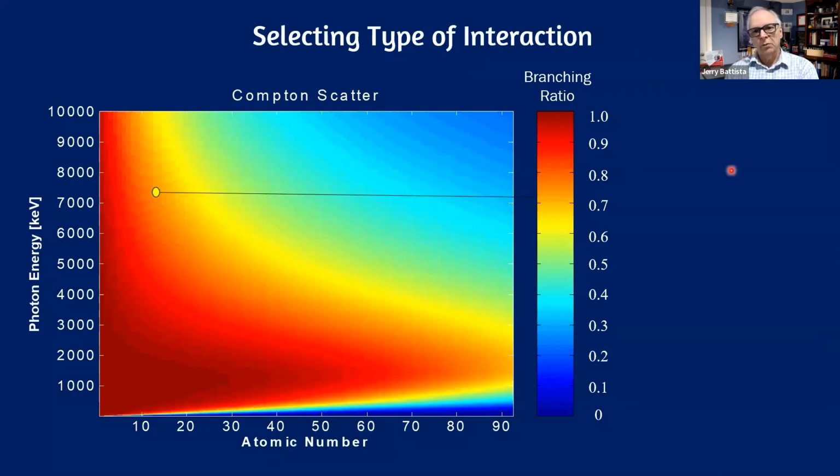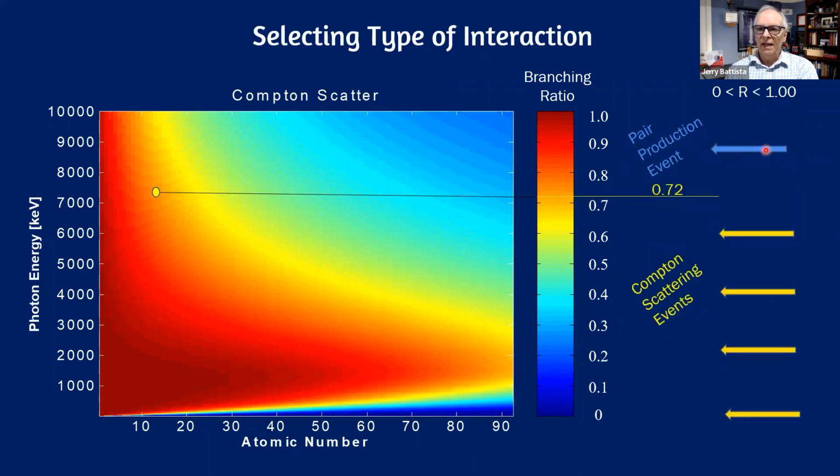So let's do a simulation. This is the same probability map I showed earlier. And let's assume that we're in soft tissue, so the atomic number is 10 or less. And we have a photon of 7.5 MeV. So we're here. So we call a random number between 0 and 1. If it lands above this probability, which is 72%, we say it's a pair production event. If it falls below, we say it's a Compton event. And you can clearly see that the Compton events will be more prevalent.